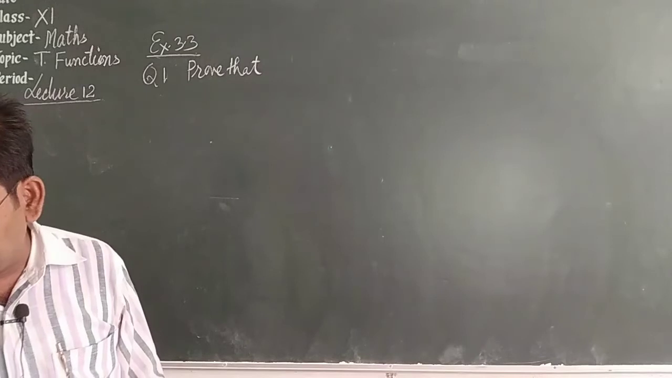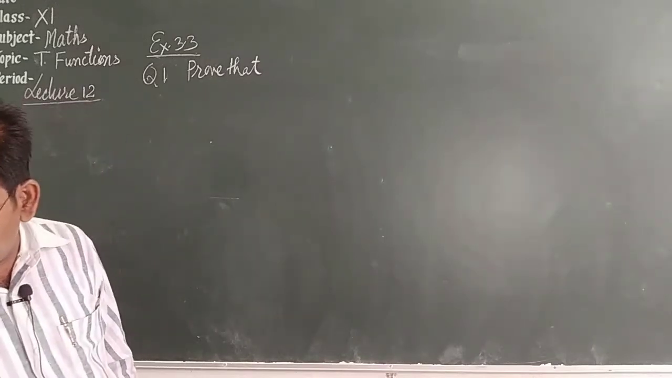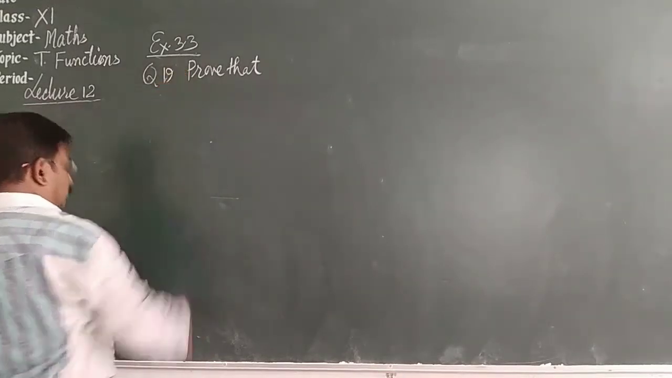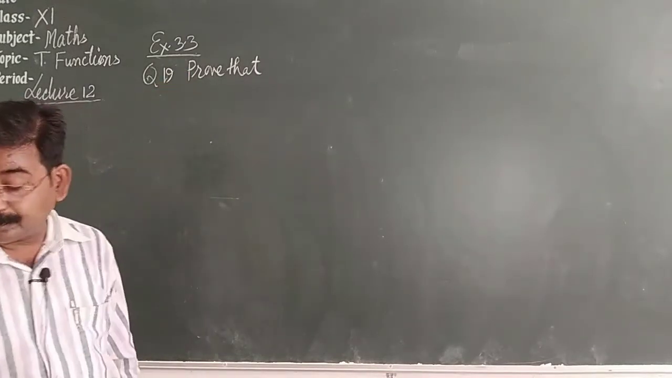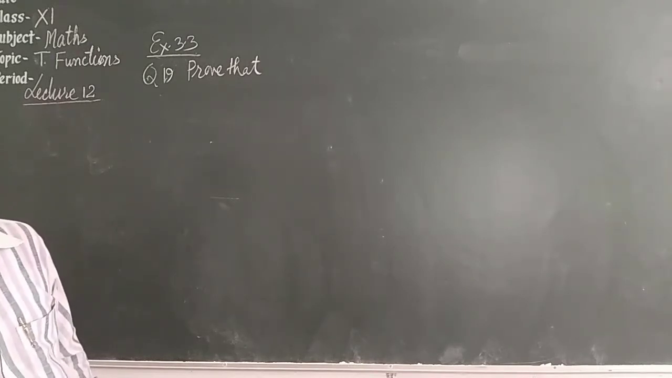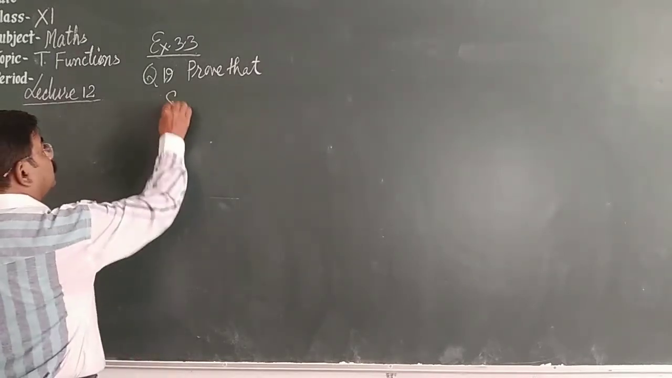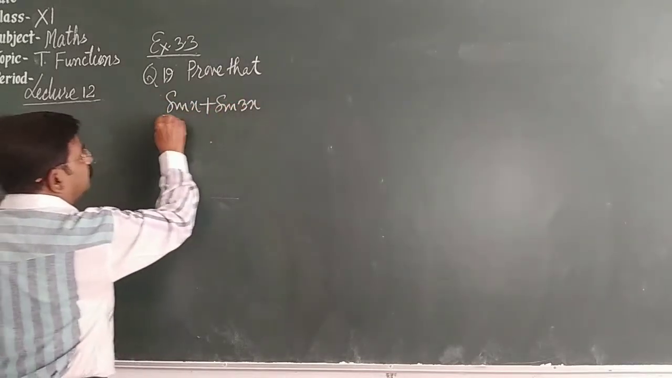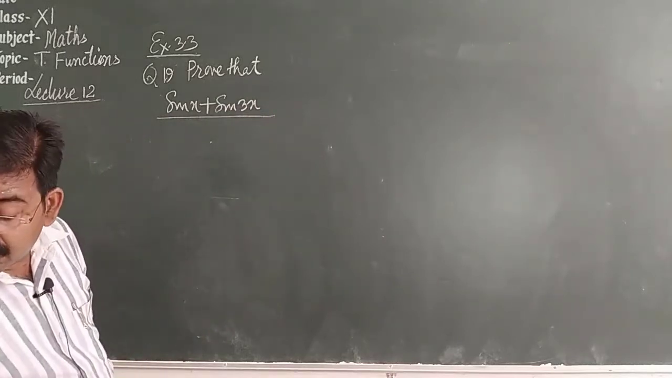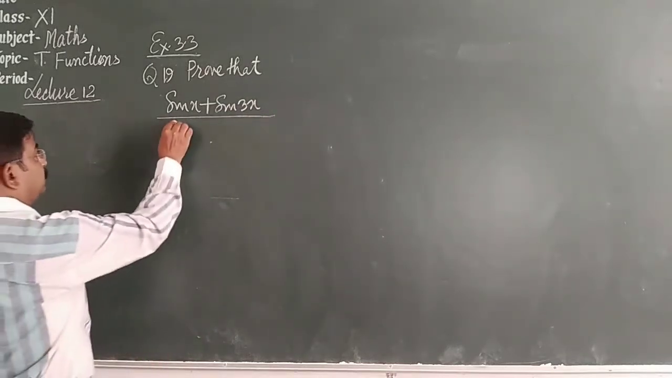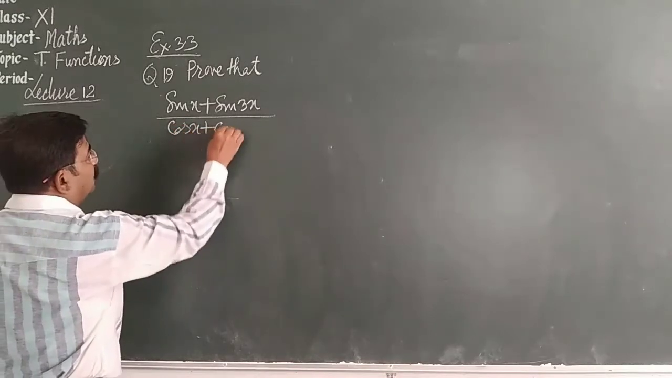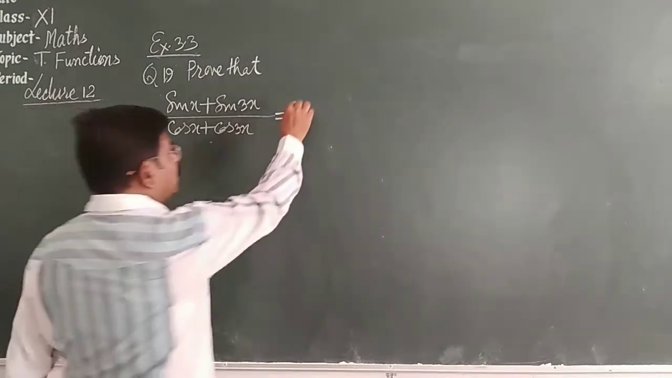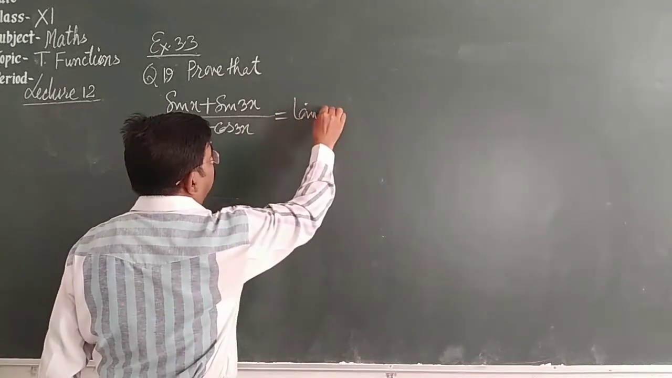Question number 19. The 19th question I am solving, it is again simple, but let me solve. Question number 19, and the question is (sin x plus sin 3x) upon (cos x plus cos 3x) is equal to tan 2x. So this will be done by you, to prove tan 2x.